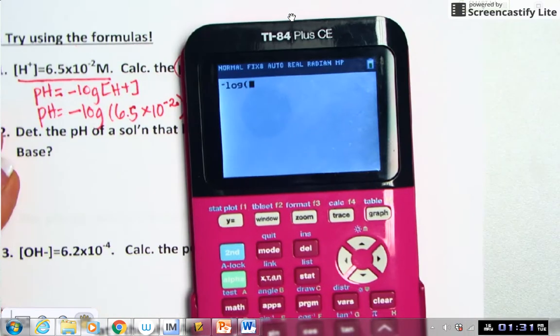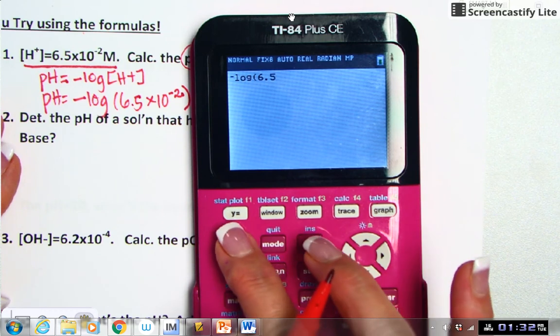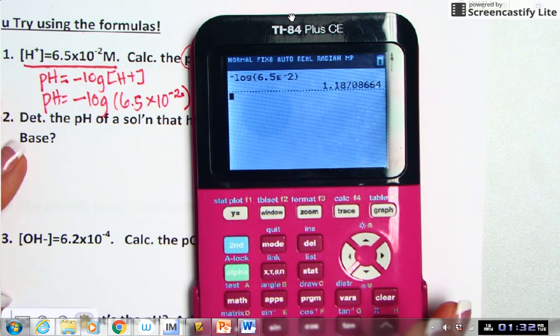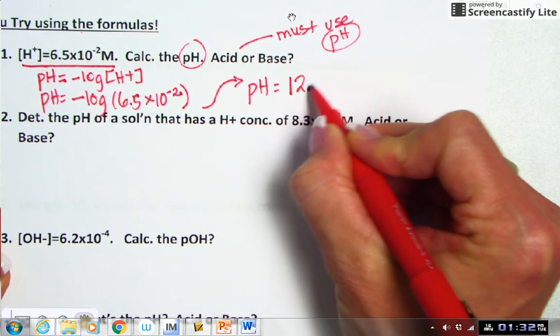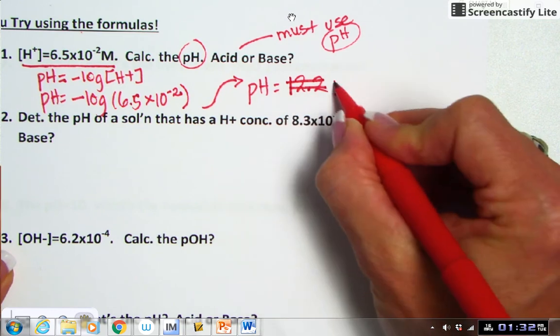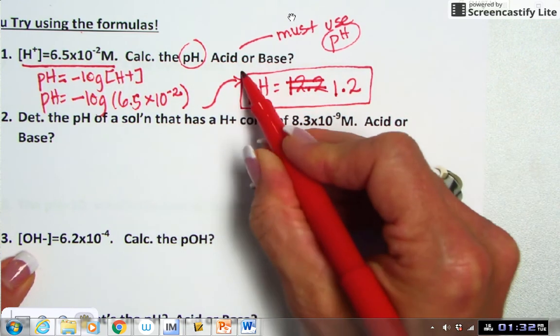And now you're going to plug in your concentration, 6.5. Remember, scientific notation is second comma, got your EE to pop up, and that's to the negative 2. And so we're going to round this to 2 sig figs. You should get 1.2. 1.2 is your answer on that one. So the pH is 1.2. And pH does not have a unit.